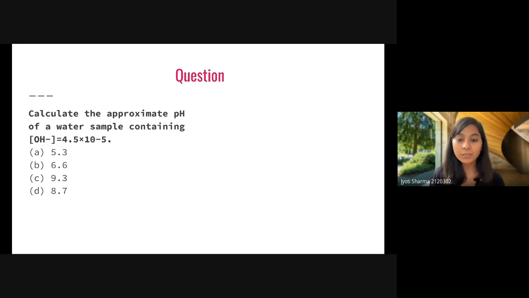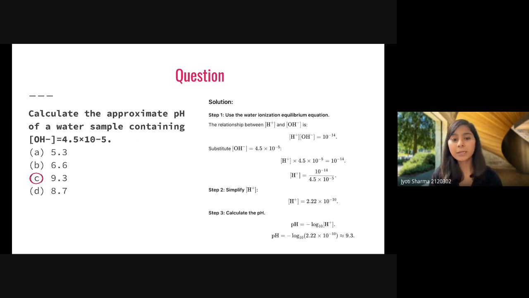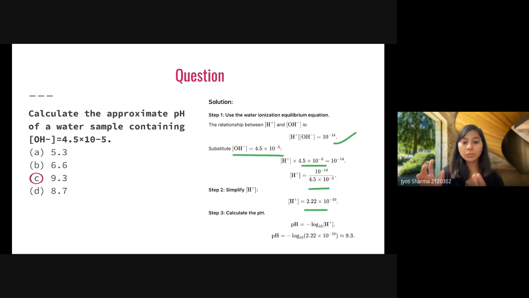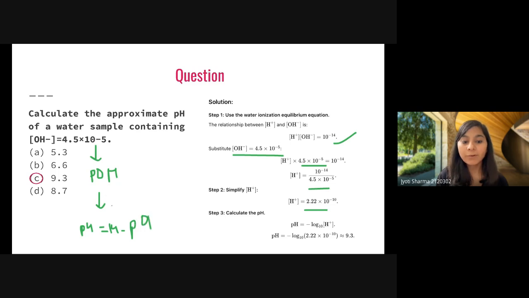So how can we calculate this? Let me show you. You have the concentration of OH minus, and there is one more equation: the concentration of H plus ion times OH minus will be equal to 10 raised to power minus 14, right? Just put that in the equation and you will get the H plus ion concentration. So in two ways you can calculate. The first way: you have the OH minus ion, by that you can calculate pOH, and if you know the value of pOH, then your pH will be equal to 14 minus pOH. This can be one way.